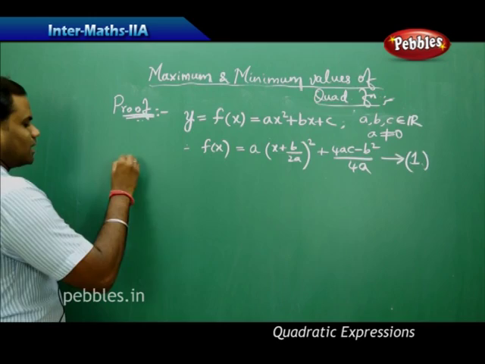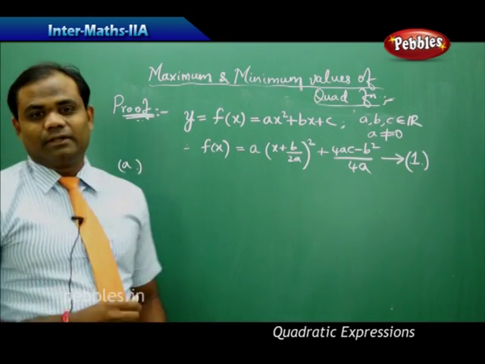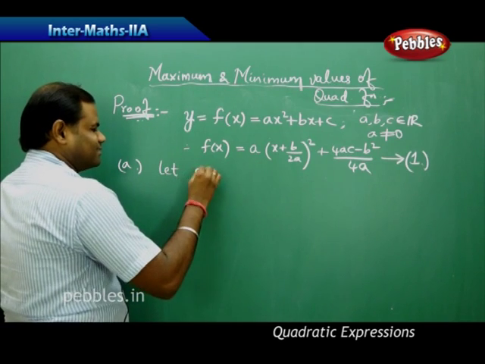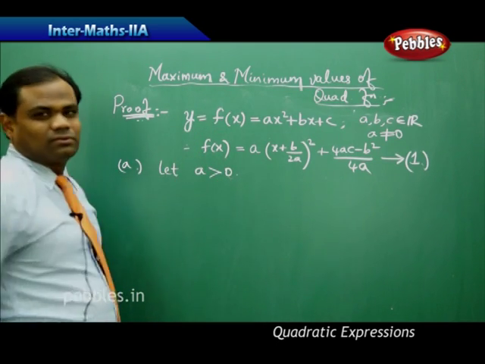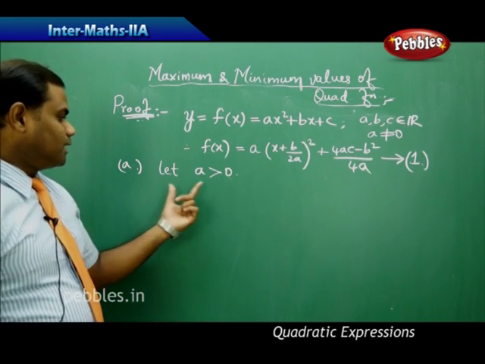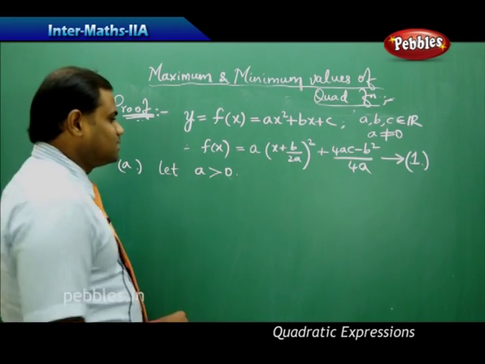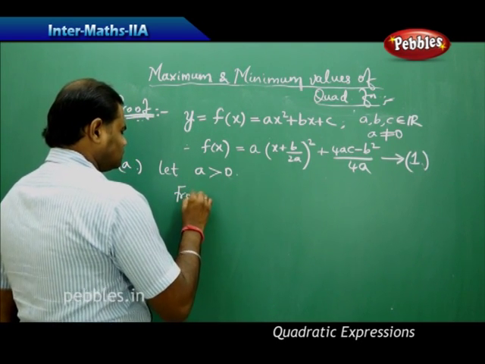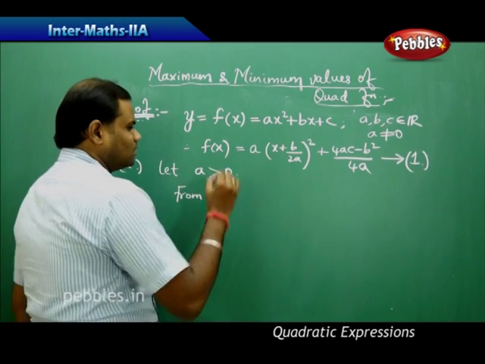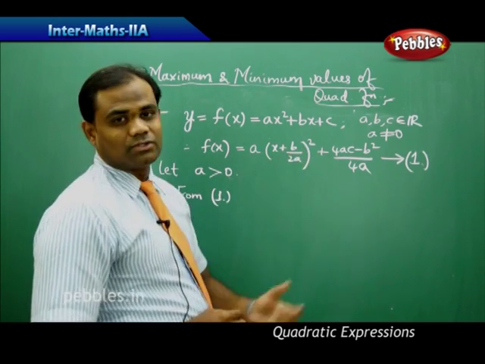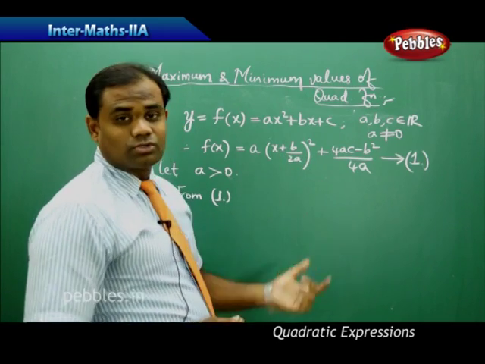Now, initially, to start with the first condition, I have a greater than 0. Therefore, let a greater than 0 and prove for part A of the theorem. So when a is greater than 0, I clearly see from equation 1 that a is greater than 0 and x plus b by 2a whole square is also positive.